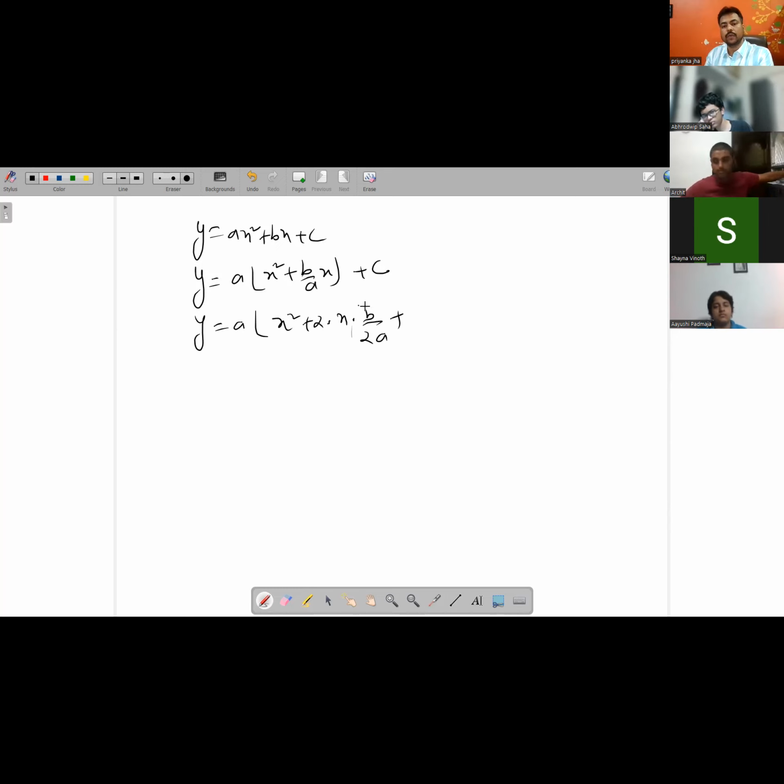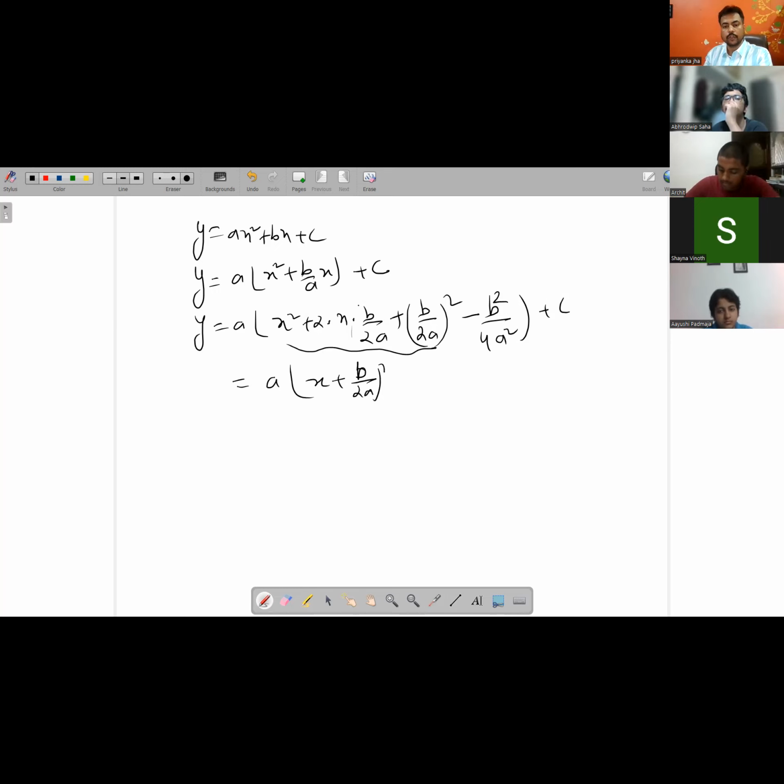So we need to have b square as well, like a square plus 2ab plus b square. And because we have added this term, we have to balance it as well. Plus c. So from here to here, it is a plus b whole square.